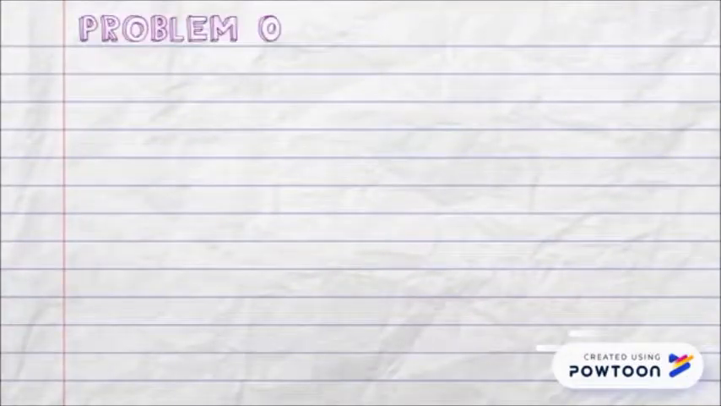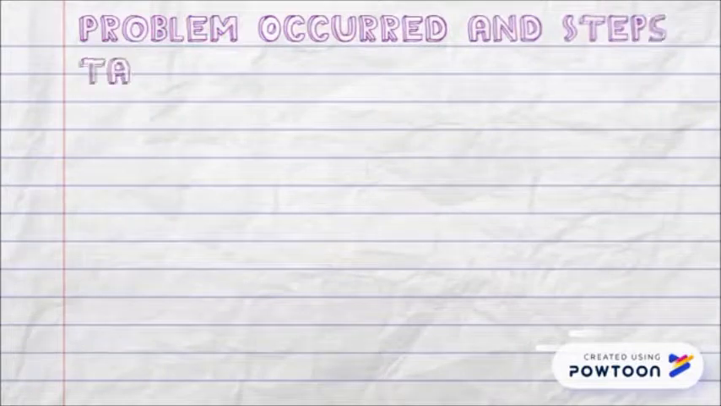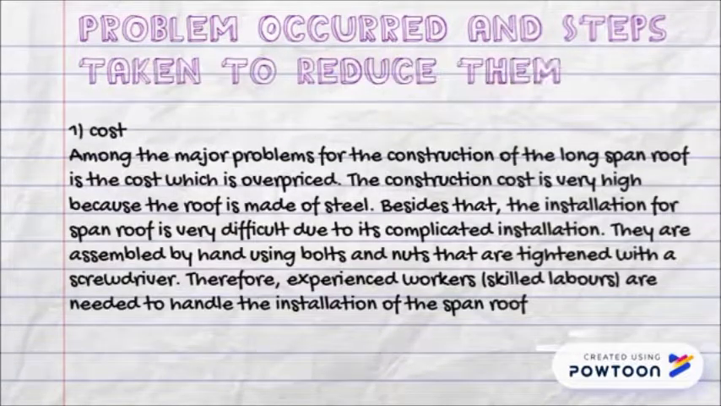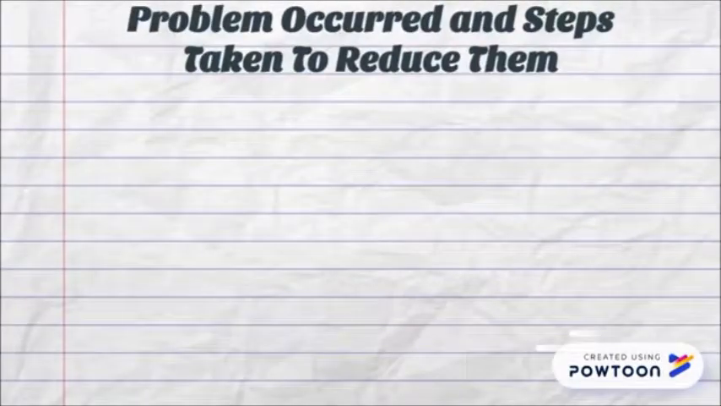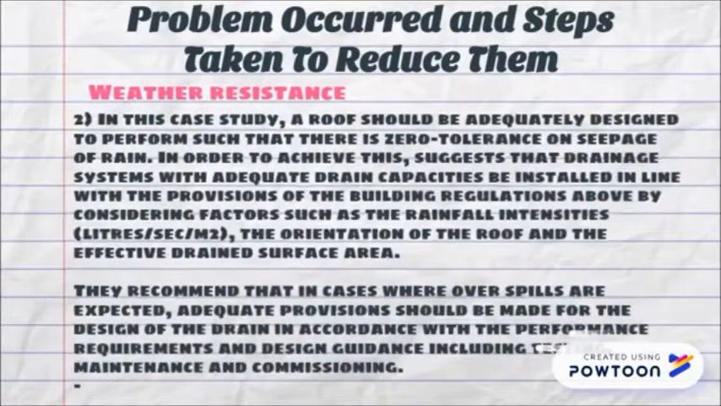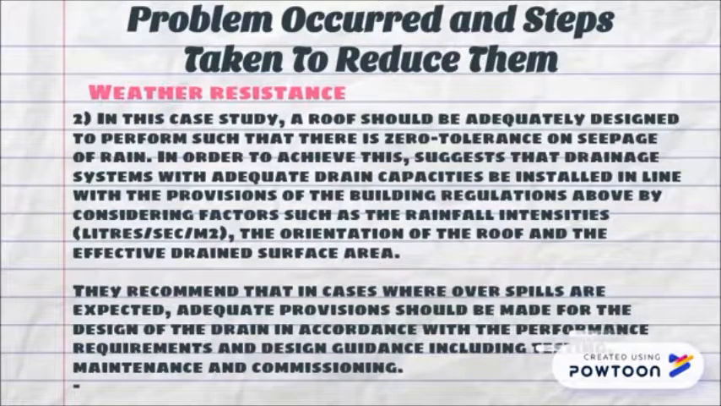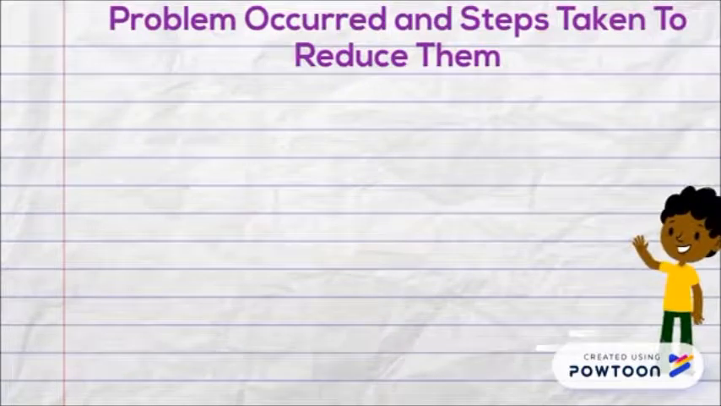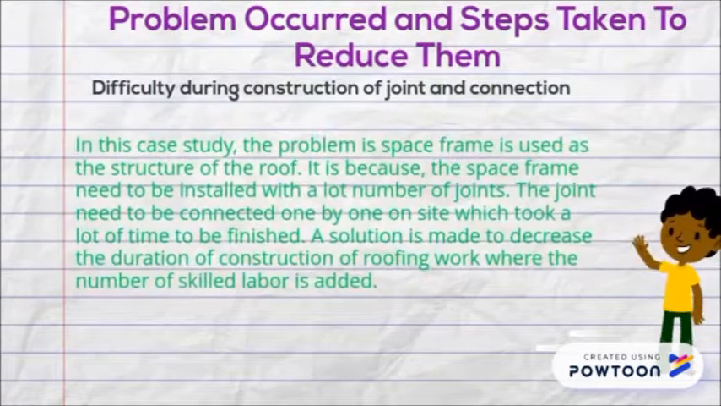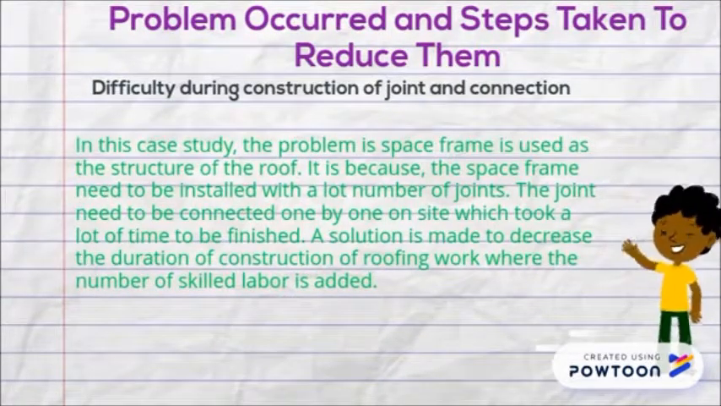Next, the problem that occurred and the steps taken to reduce it is the cost. The construction cost is very high because the roof is made from steel. Next, the problem that occurred and the steps taken to reduce it is weather resistance. Lastly, the problem that occurred and the steps taken to reduce it is difficulty during construction of joints and connections.